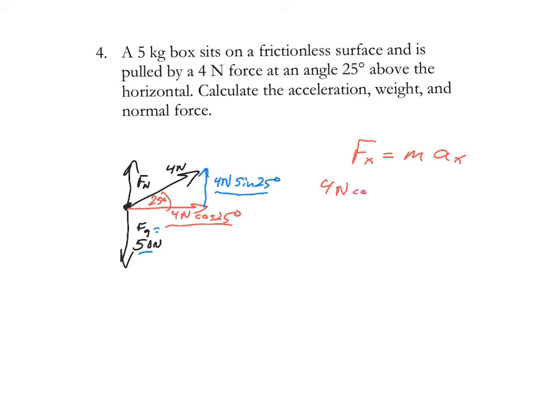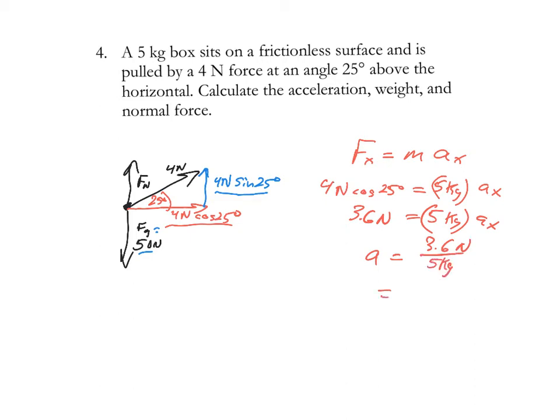4 newtons times the cosine of 25 degrees equals mass, which is 5 kilograms, and I gotta solve for A. 4 newtons times the cosine of 25, I think it's 3.6 newtons, equals 5 kilograms times acceleration in the x direction. A would equal 3.6 newtons divided by 5 kilograms. And I think that comes out to be about 0.73 meters per second squared.